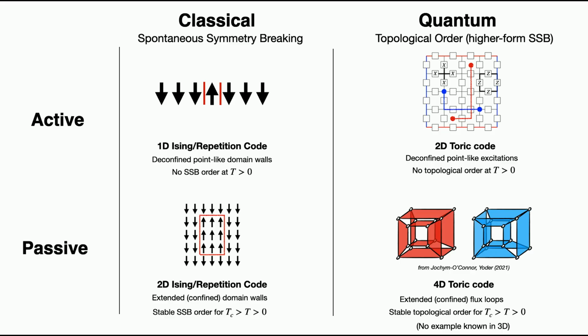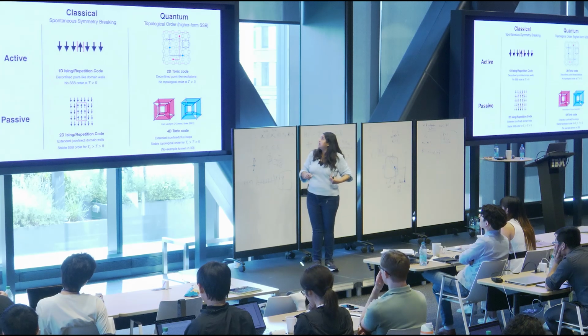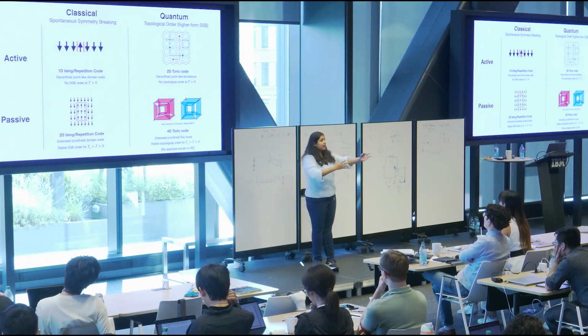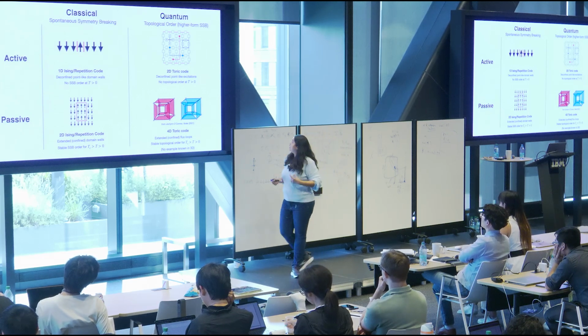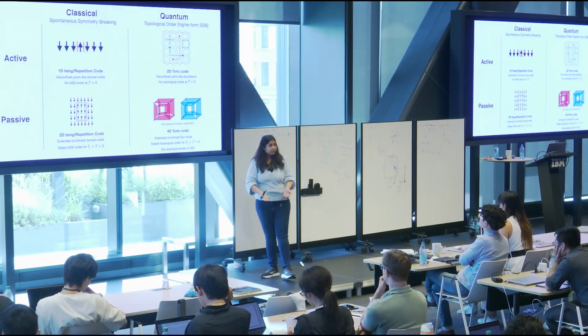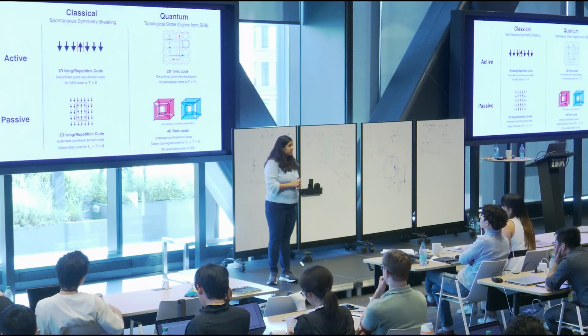So now I have these charges, and to separate the charges, I don't have to pay any extra penalty. So that's why to do error correction, I actually end up with the need to do active error correction, okay, which is, again, costly.